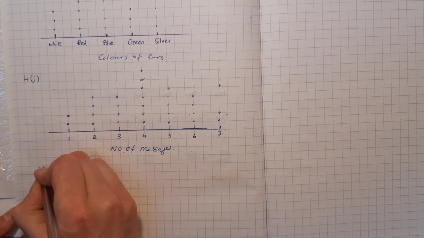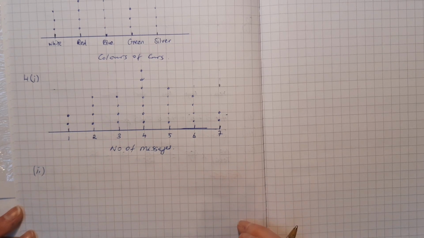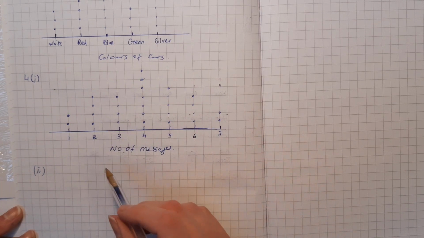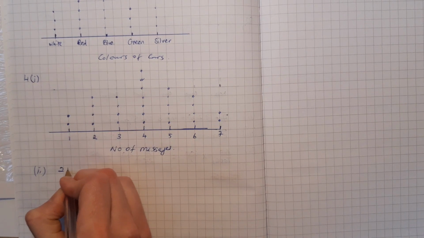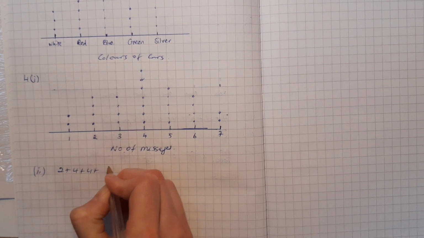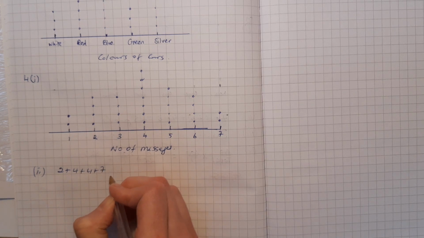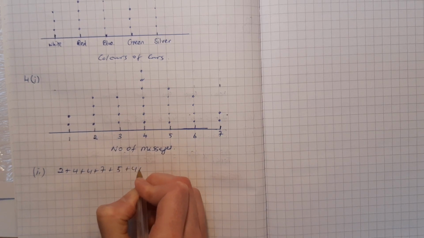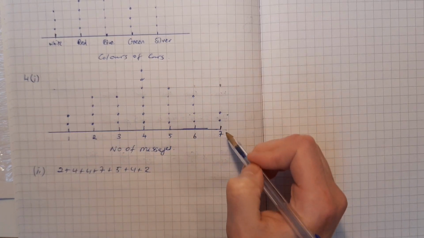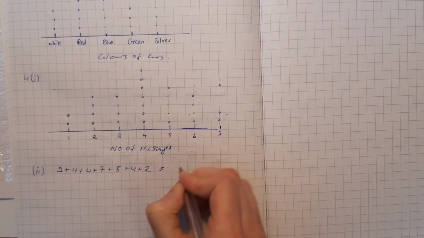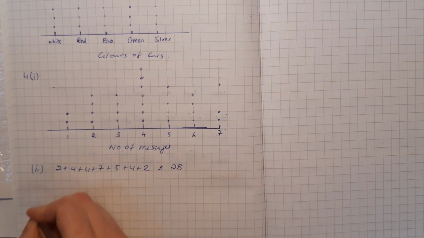Part 2, how many students were in the group? Well, to calculate that, I just need to add up all of the people. So I'm adding 2 and 4 and 4 and 7, I think it was, wasn't it? And 5 and 4 and 2. When I add up all of those, that's the total number of people in class, which is 28.